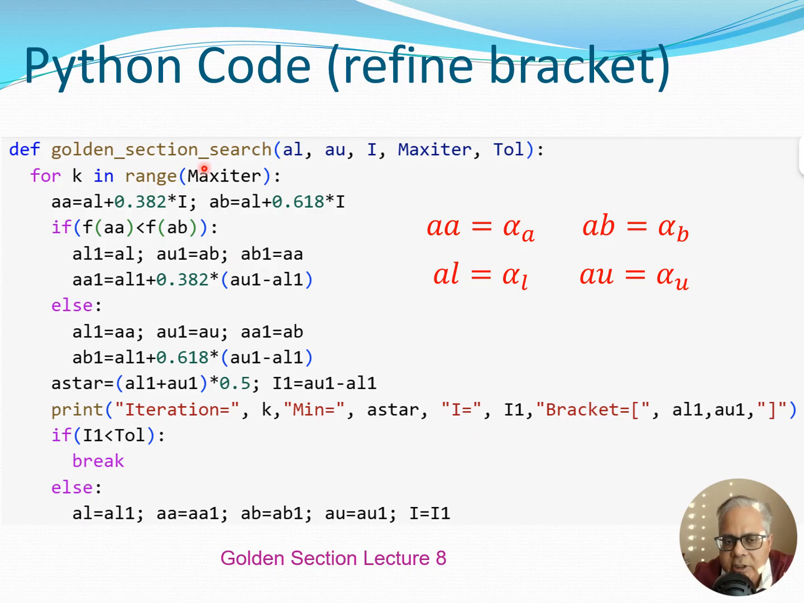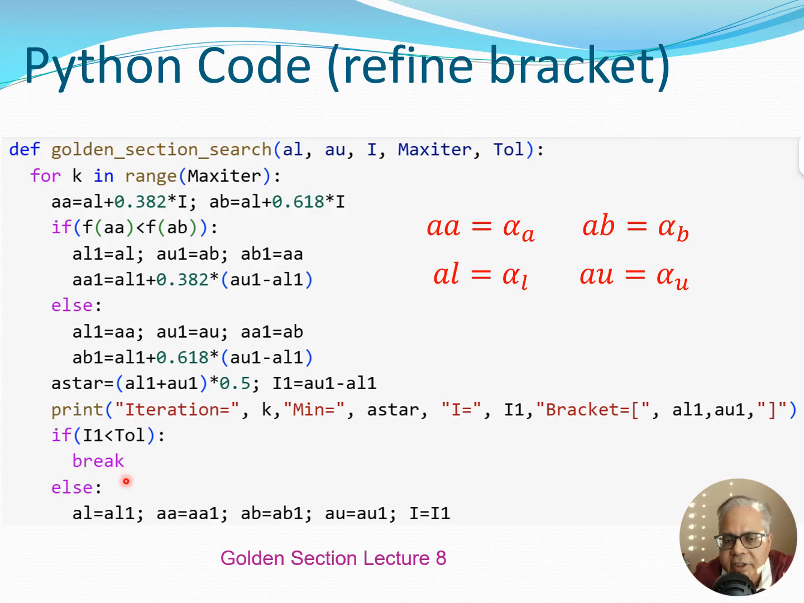Now this process keeps going on and on. This is a for loop, so we need to break out of it sometime. So we break out of it if I1 is less than tolerance. Remember, tolerance is a small number. We have selected 0.001. So at that point, we essentially break out of the for loop.